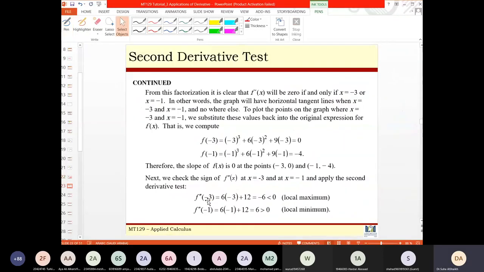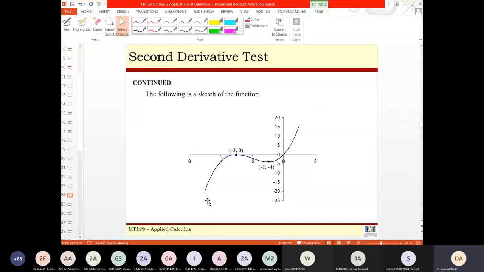Of course, it's all solved here. It's all solved. The last part, since I know this point, minus 3, 0, is a maximum, it's like this, and I know this one is a minimum. So it's like this. Join everything together, and this is how the curve looks.